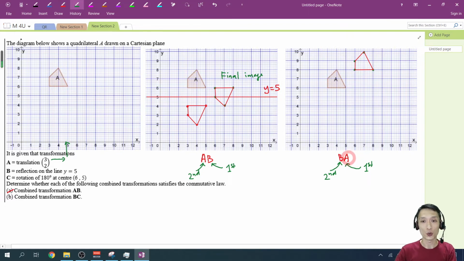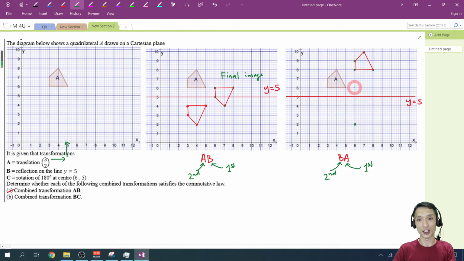Next thing, we want to draw the image for this second transformation, which is a reflection. So we need the axis of reflection, which is y equal to 5. Okay, so this is the axis of reflection, y equal to 5. I'm going to draw the image for this vertex first. 1, 2, 3. Then calculate again, 1, 2, 3. This point is the image of this point. Okay, do the same thing for this one.